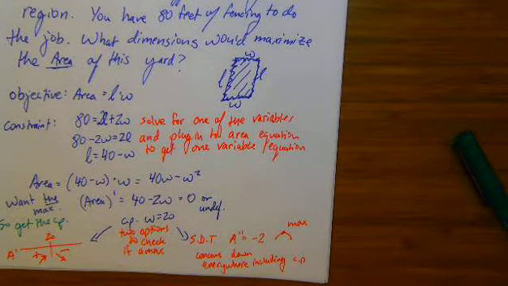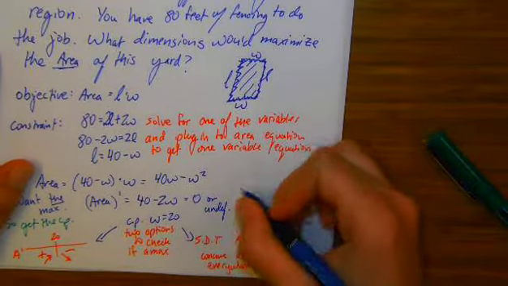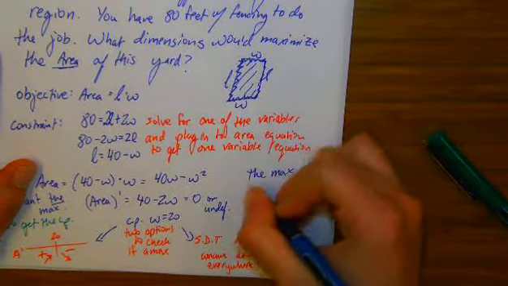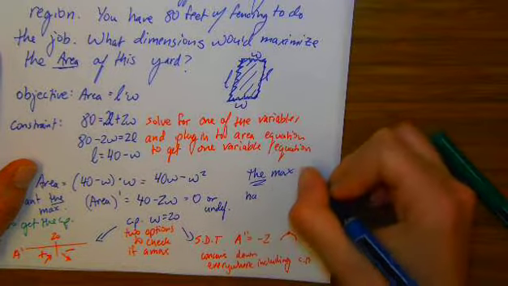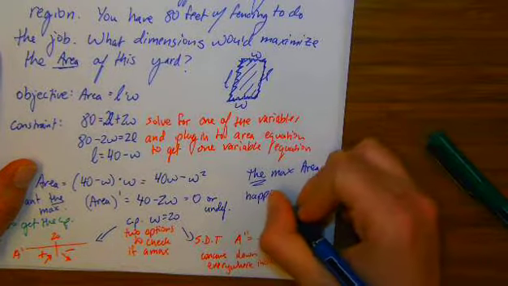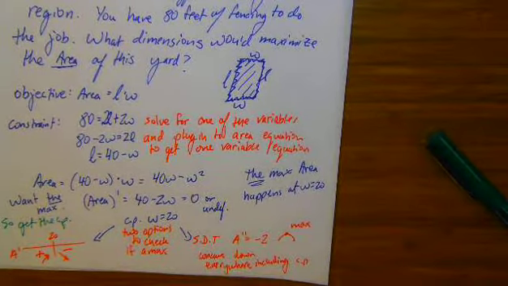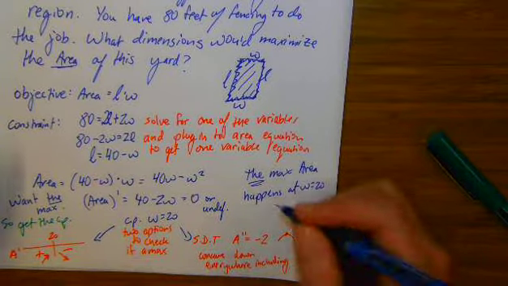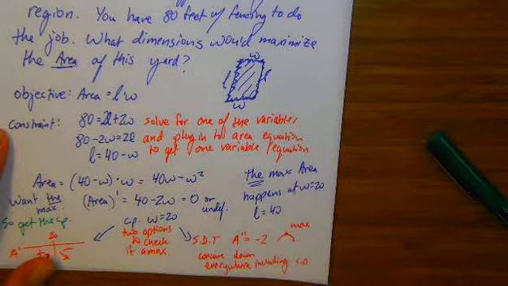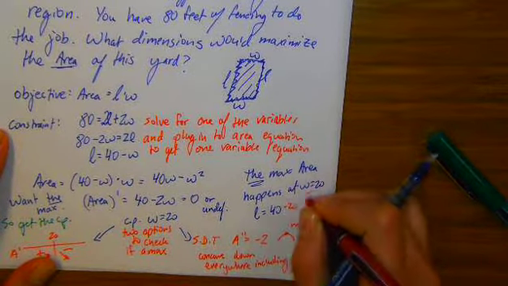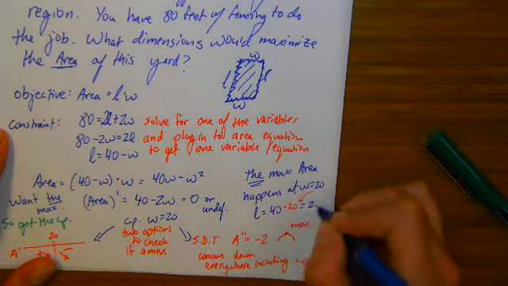So it's a max. Since I only have one critical point, and it's a max, it is the maximum for the graph. Okay, the max area happens at W equal to 20. But I have two different dimensions here, a W and a length. So how can I figure out the L? Plug in, right? L is equal to 40 minus the 20 that we had here. So it's also 20.